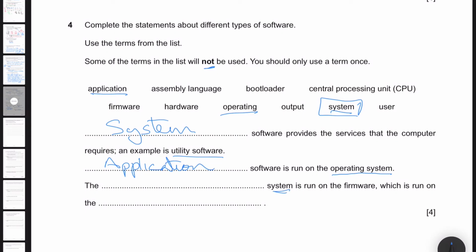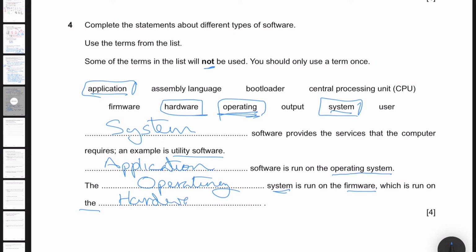The something system, well, we'll go back to the one I went through here. The operating system is run on firmware, which is run on the, well, where do we install the software? We install it onto a computer. We don't install it into the CPU or the user or the output. We must store it on the hardware, on the computer itself. So we're going to store it on the hardware. The software is installed on the hardware. Okay, nice and easy. That's 4 marks.